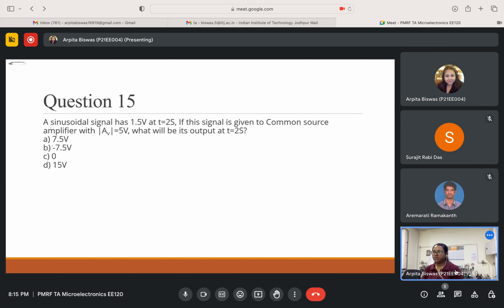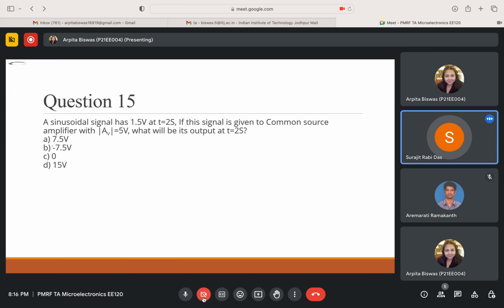The question number 15. A sinusoidal signal has 1.5 at t equal to 2 second. If the signal is given to common source amplifier with AV equal to 5, what will be its output at t equal to 2 second? First option is 7.5, second minus 7.5, then 0 or 15. Okay. Ramakant, what is the right answer?